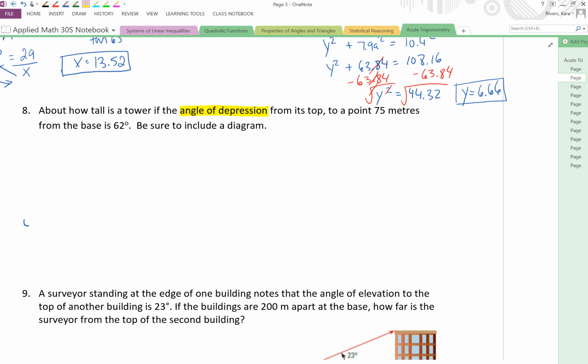Now, they talk about the angle of depression. What is that? That's 62 degrees. We want to know how tall the tower is. That's our unknown. And they're talking about a point 75 meters from the base. Alright, so let's draw this tower. So here's my tower. A point 75 meters from the base, or the bottom of the tower. So that's 75 meters. And the angle of depression is going to that point.